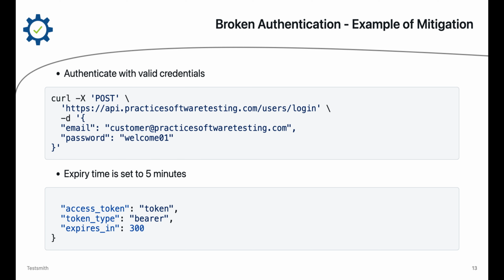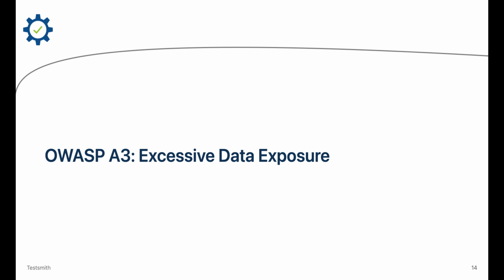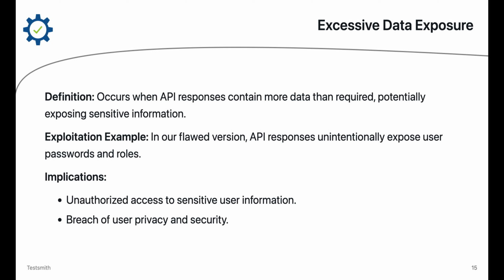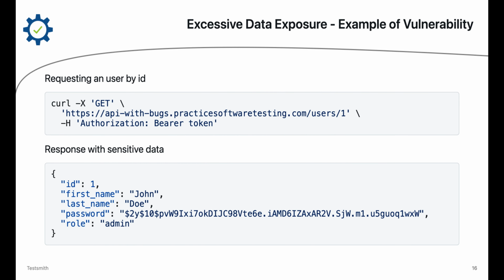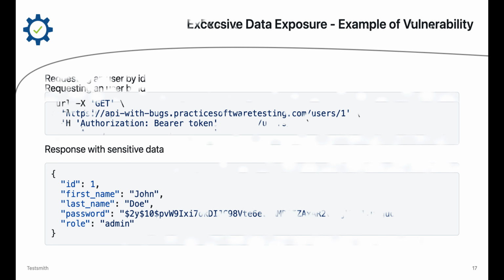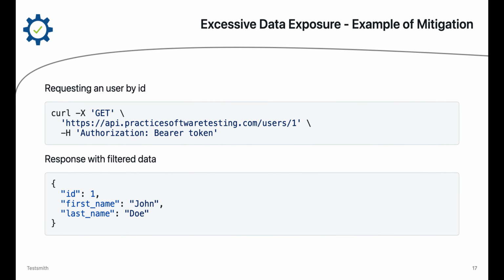the user experience. Next up, OWASP A3, Excessive Data Exposure. This vulnerability occurs when an API response includes more data than necessary, potentially revealing sensitive information. In our flawed version, API responses spill user passwords and roles. To mitigate this, it's crucial to practice data minimization, providing only the data required for the specific operation and nothing more. Properly sanitize responses to remove sensitive information before sending them back to the client.